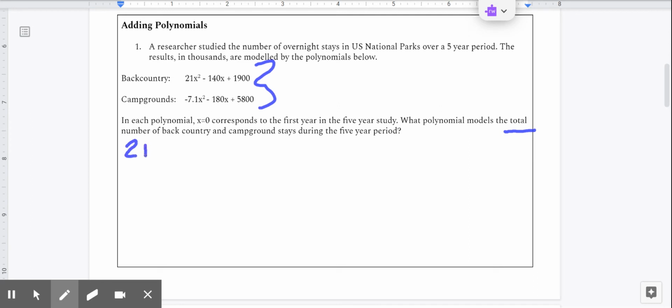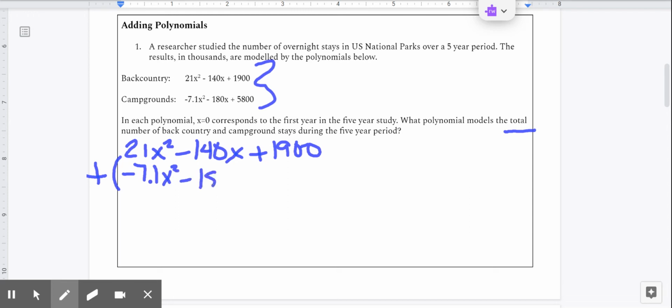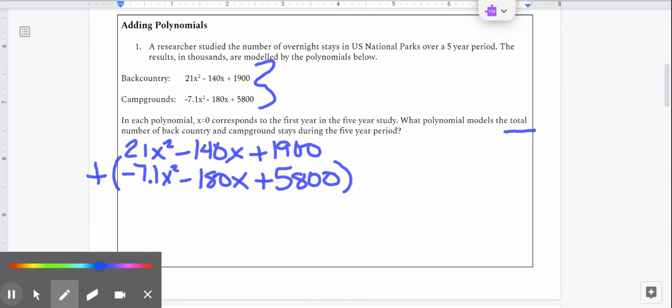So I have 21x squared minus 140x plus 1900. And I am adding now to that negative 7.1x squared minus 180x plus 5800. And so make sure that just like I did here, just like you do in any addition problem, you're lining up your like terms, right? I have my x squareds lined up, my x's lined up, and my constants lined up.